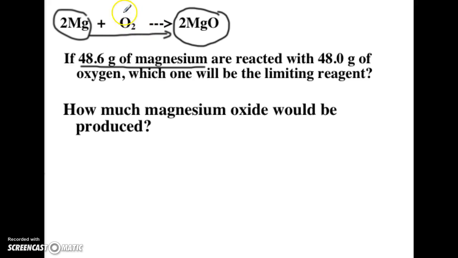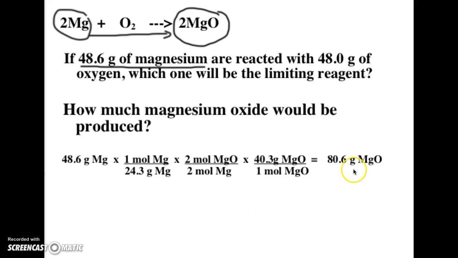You can't use 48 grams of oxygen because that was in excess. Not all of that will react. So again, the key is you need to start with the amount of the limiting reactant that you have given in the problem. So we're going to start with 48.6 grams, and then you go 3-step mass to mass to find grams of magnesium oxide.